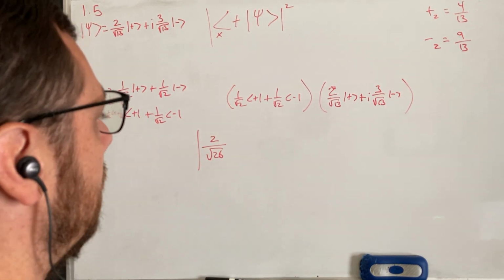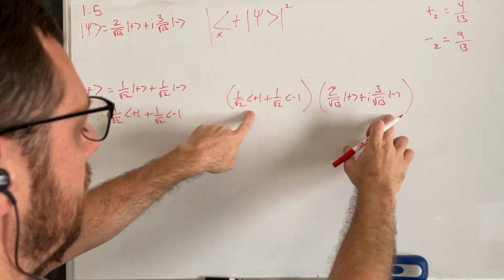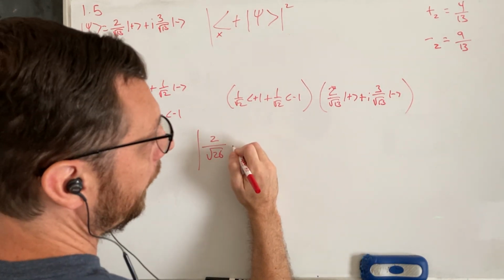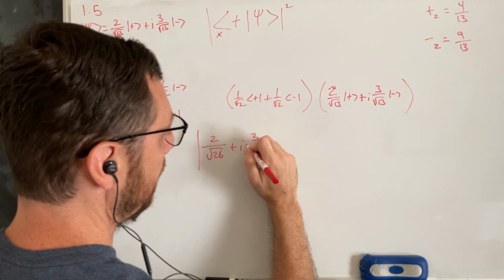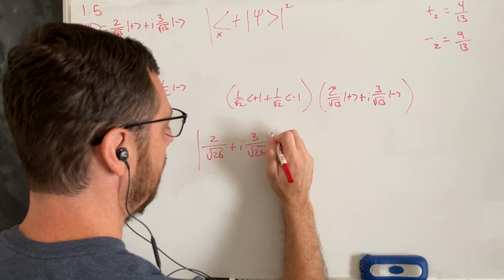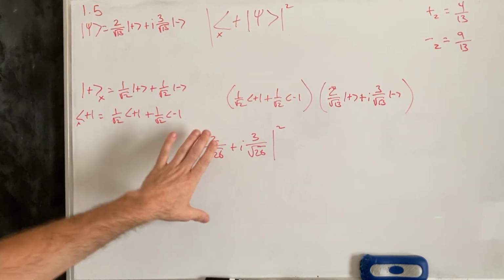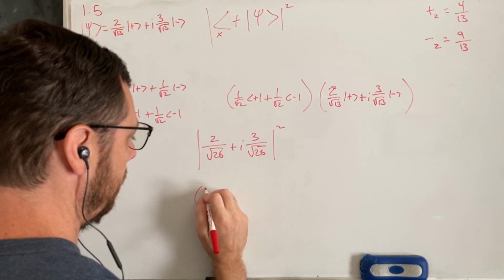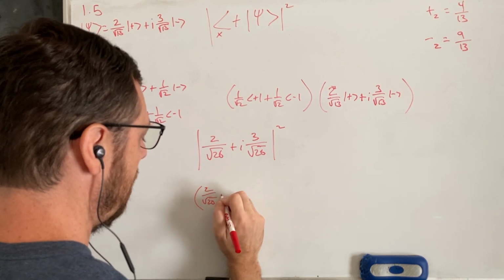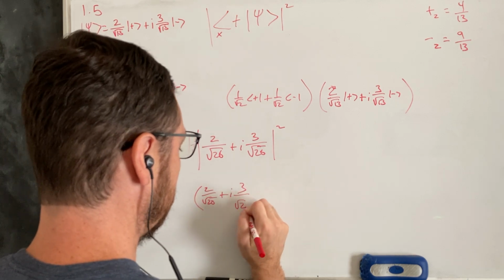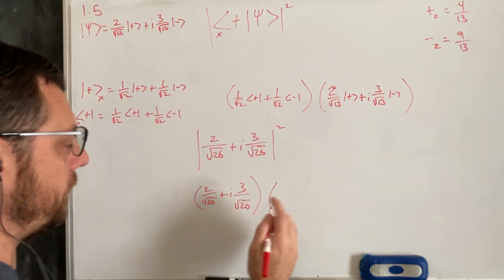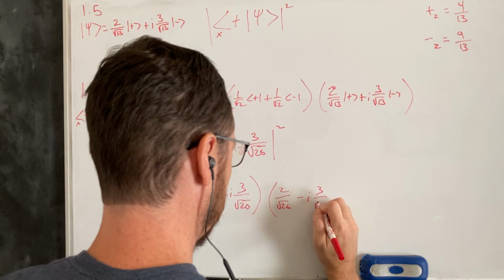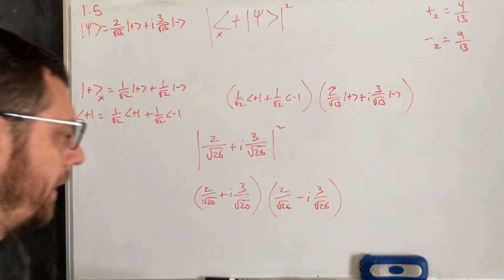And we're going to be squaring this. And then our outer terms cancel, inner terms cancel. And then we have a minus and a minus. So we have plus i, 3 in the numerator, root 26 in the denominator, and it's going to be squared. And we can't just square each of the terms separately. This is a binomial, so we need to treat it as such. So 2 over root 26 plus i, 3 over root 26 times, remember to complex conjugate this, so 2 over root 26 minus i, 3 over root 26.